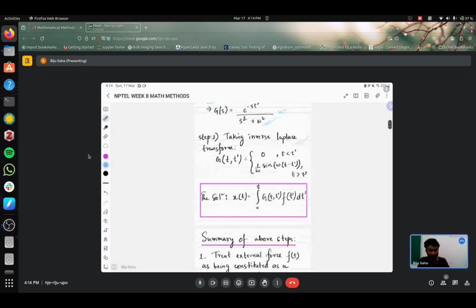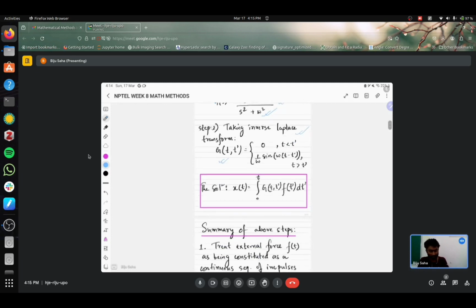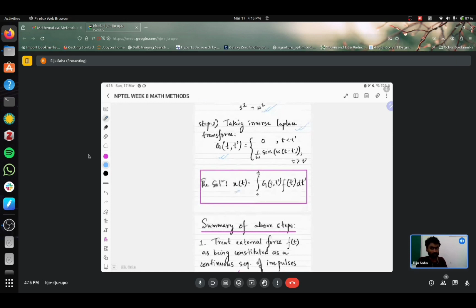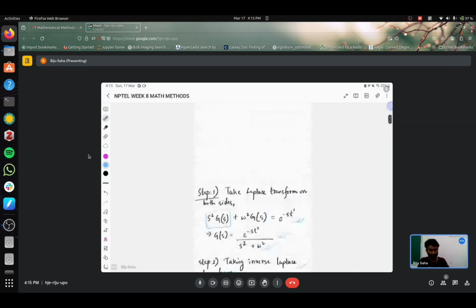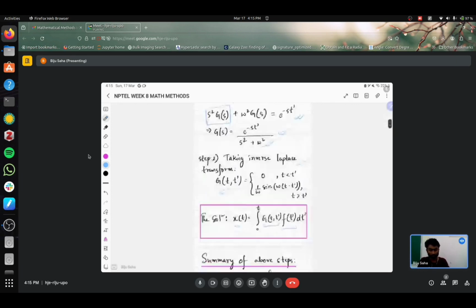Once we get the Green's function expression, the solution to the original variable, that is x, is obtainable when we perform this integration, that is the Green's function multiplied with the function that appeared on the right hand side, that is my f(t), and integrate over 0 to t.